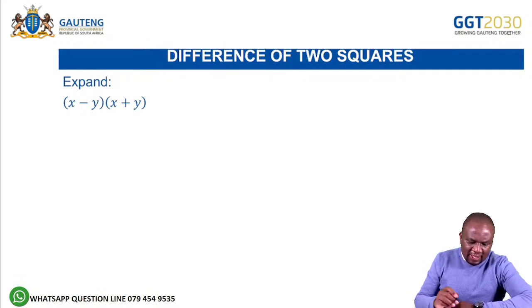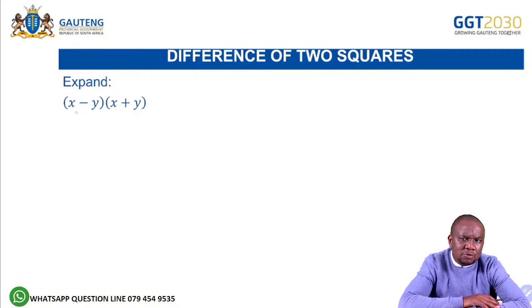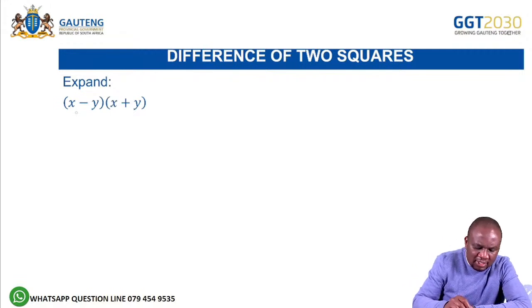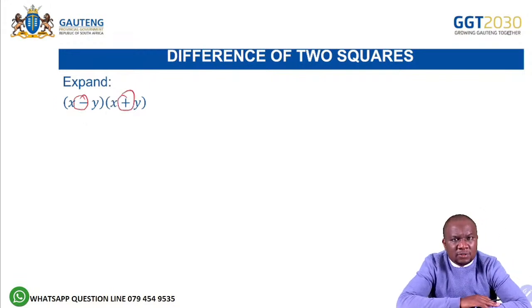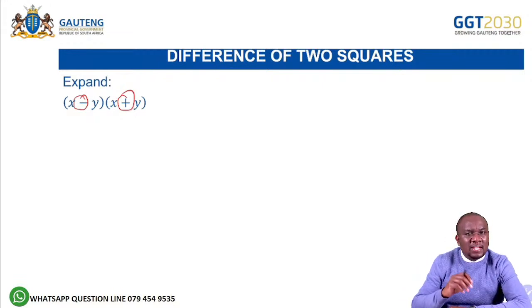I have here x minus y times x plus y. Are these two brackets the same? They are almost the same. What is the difference between these two brackets? The other one has minus, the other one has plus. You see that? That's the difference. Otherwise, the terms inside the brackets are almost the same. They're not the same. Remember that, okay? So x minus y, x plus y.